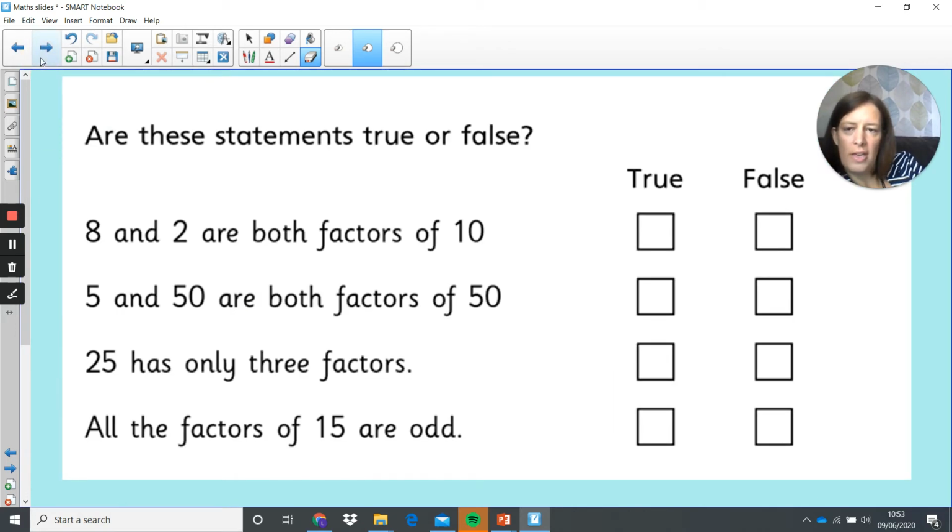Okay, so time to find out if these are true or false. 8 and 2 are factors of 10. 5 and 50 are both factors of 50. 25 only has 3 factors. All the factors of 15 are odd. So get yourself some paper, see if you can work out these and whether they're true or false.